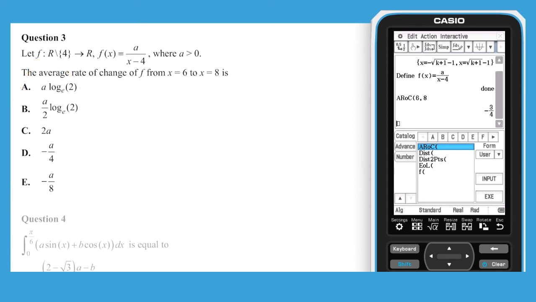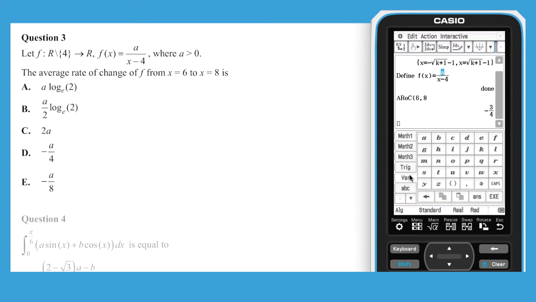This is because when I defined AROC, I used a as the first x coordinate, which means in this case, where a is used in the function, it has been assigned the value a equals 6. To rectify this, I can change the parameter in f of x so that it is k or capital A or anything other than lowercase a. Doing this, I can see that the answer is E.